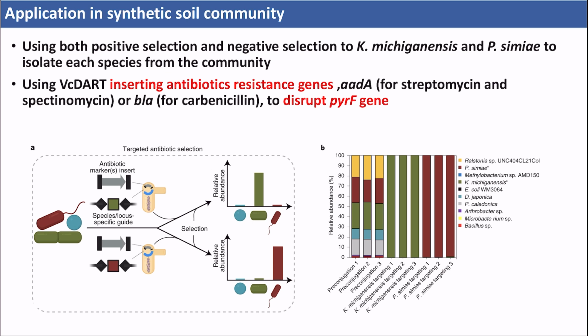And the research team do an application in a synthetic soil community to test this. They're using both positive selection and negative selection on K-strain and P-strain to isolate each species from the community. They use VC DART inserting antibiotic resistance gene AADA or BLA to disrupt the PYRF gene.